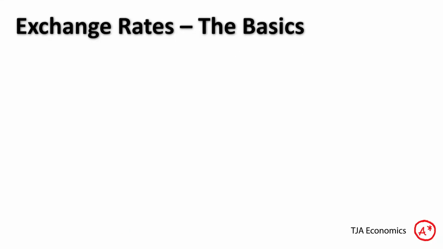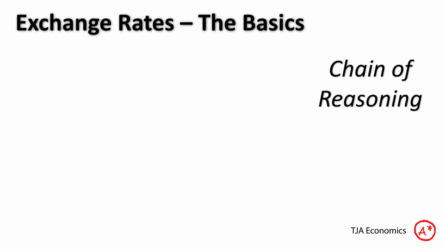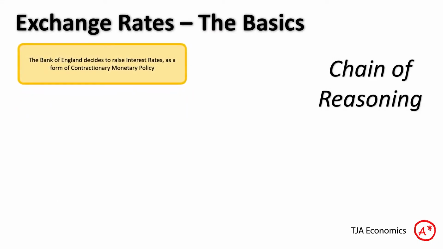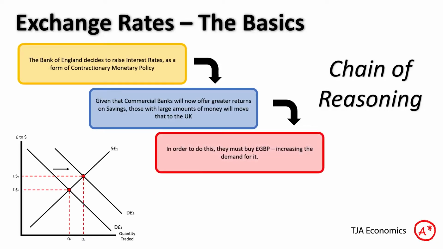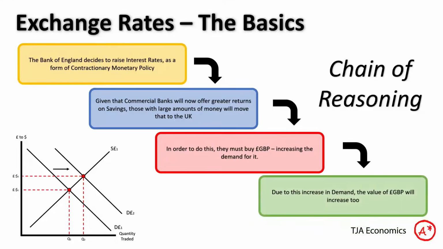So we can put that in a little chain of reasoning if we want. Let's do that. For example, the Bank of England decides to raise interest rates as a form of contractionary monetary policy. Given that commercial banks will now offer greater returns on savings, those with large amounts of money will move that to the UK. In order to do this, they must buy GBP, increasing the demand for it, and we've got that diagram on the left that we've seen before, meaning that due to this increase in demand, the value of GBP will increase too. So like I say, exchange rates are very simple, they work just like supply and demand.